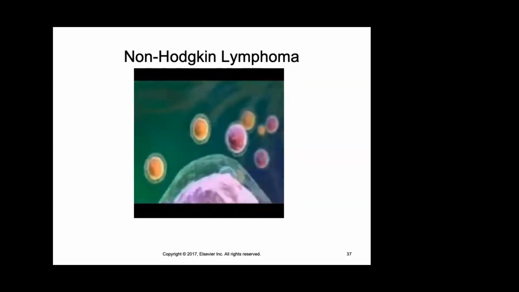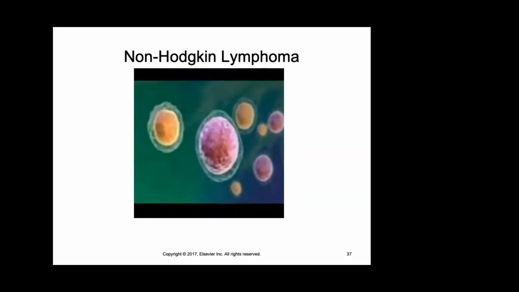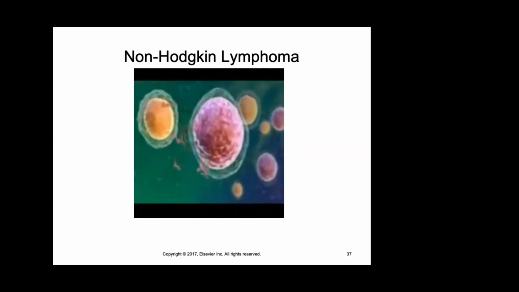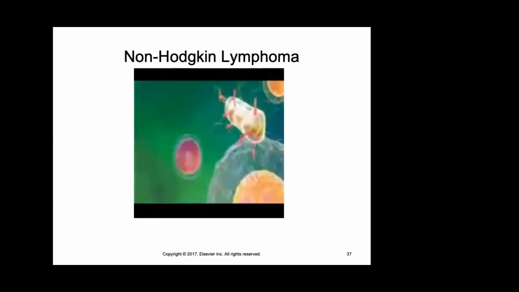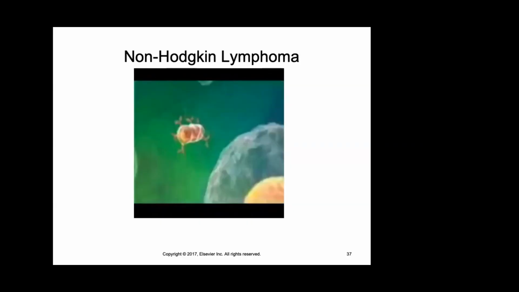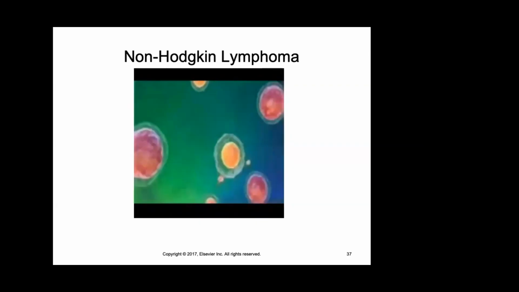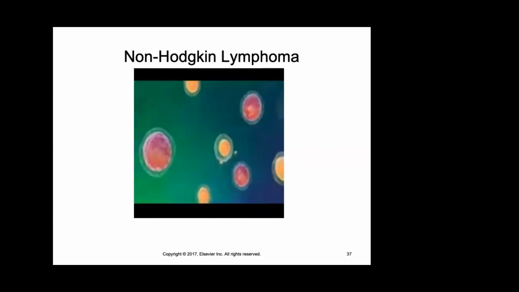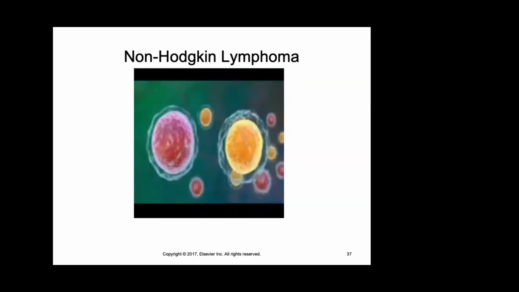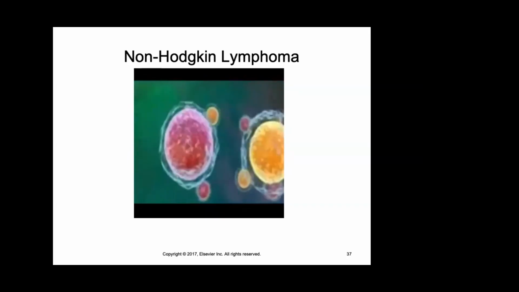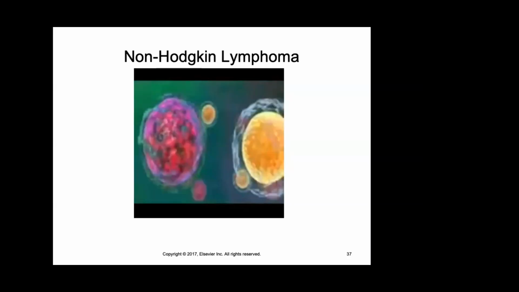Two types of lymphocytes are B cells and T cells. B cells help the immune system by producing antibodies to eliminate infection. T cells are important in regulating the immune system and in fighting infections. Non-Hodgkin's lymphoma is a cancer that develops in the lymphocytes. The primary types of non-Hodgkin's lymphoma are classified according to the lymphocyte that is affected: B-cell lymphoma, which is most common, and T-cell lymphoma.